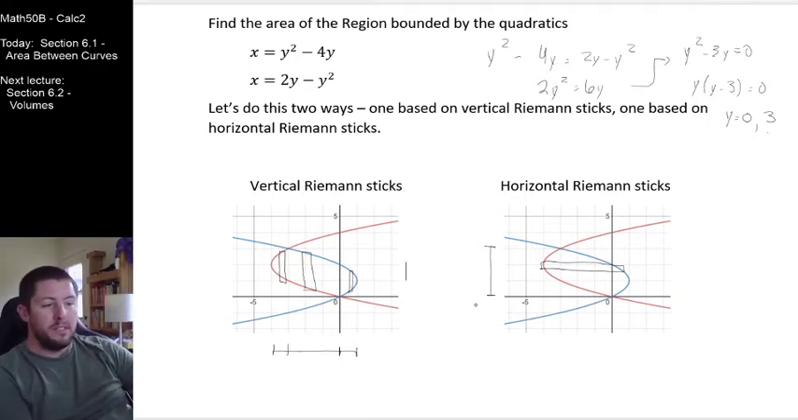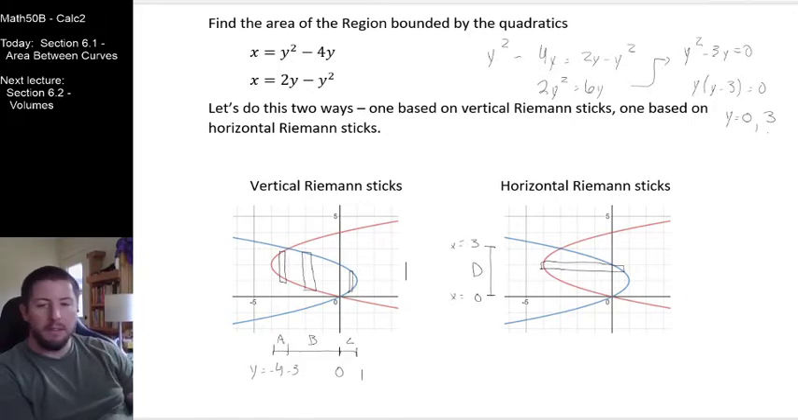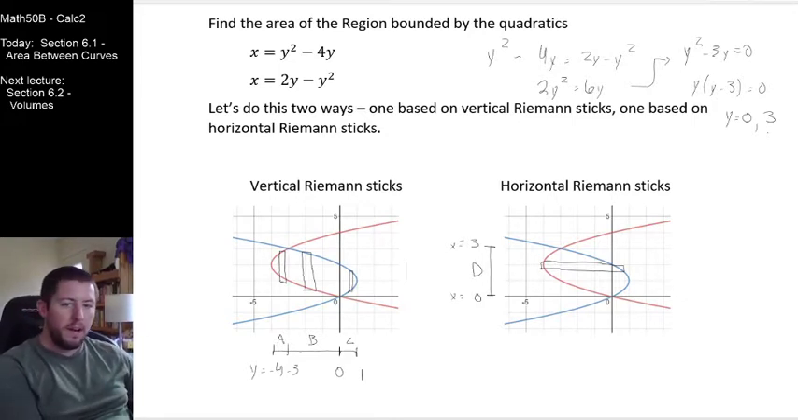So this would be our 0 to 3 right here, and I want to name some of these things. This is x equals 0 to x equals 3. Over here we have y equals -4, -3, 0, and 1. I'm going to call these regions A, B, C, and D, just so that we all have a verbal reference for the things we're looking at right here.